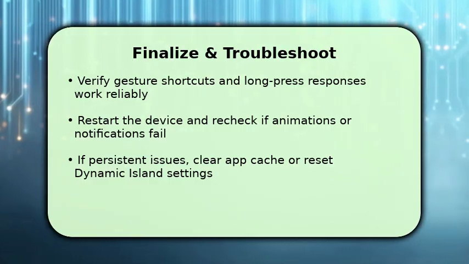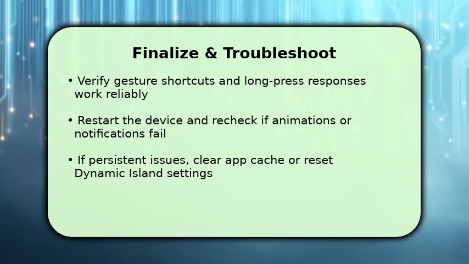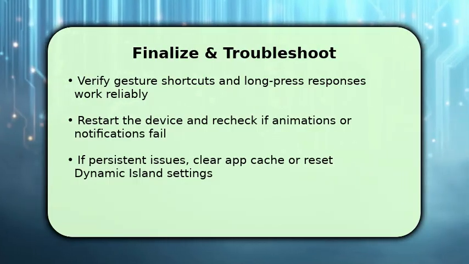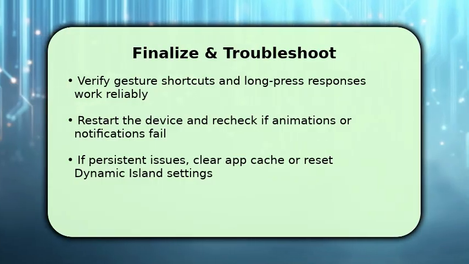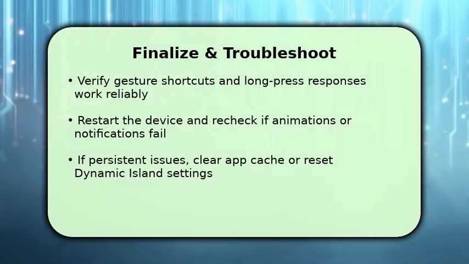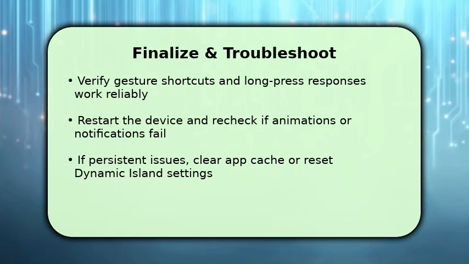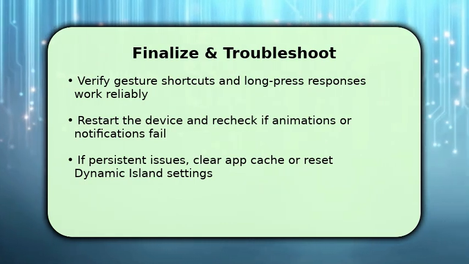If animations or notifications are missing, restart the phone and recheck behavior because many UI glitches clear with a reboot. If problems persist, clear the affected app cache or reset dynamic island settings to default. This often restores proper notification routing.